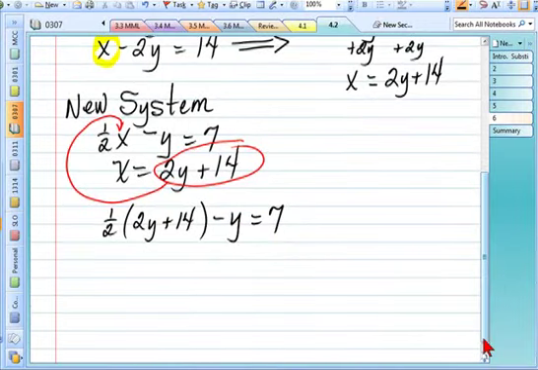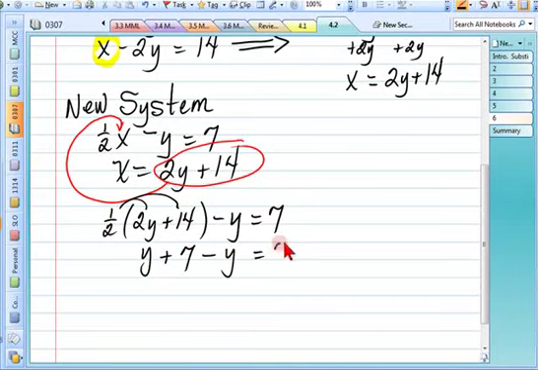I had looked ahead and I knew it's not going to bother me to have that 1/2, because what's 1/2 of 2? 1. So that's 1y. What's 1/2 of 14? 7. So that's just y plus 7. Minus y is equal to 7. When I combine my y's, they cancel out, and I get 7 equals 7. What do you know about the statement 7 equals 7? It's true.